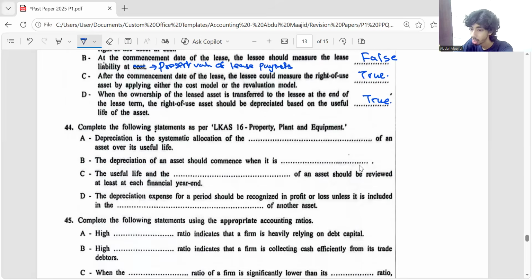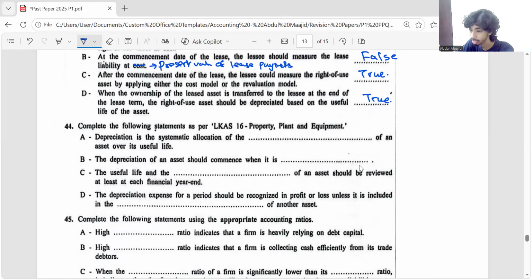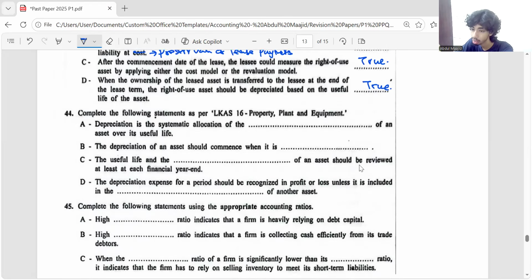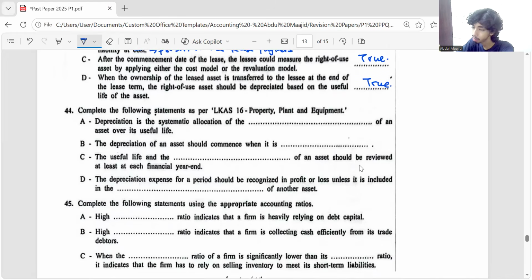44. Complete the following statement as per LKAS 16 PPE. Depreciation is the systematic allocation of the depreciable amount of an asset over its useful life. Now, depreciable amount means cost minus residual value. Okay, residual value. The cost minus residual value is the depreciable amount. That depreciable amount, if you divide by the useful life, you will find the depreciation of each year.